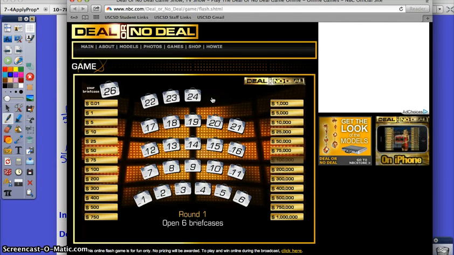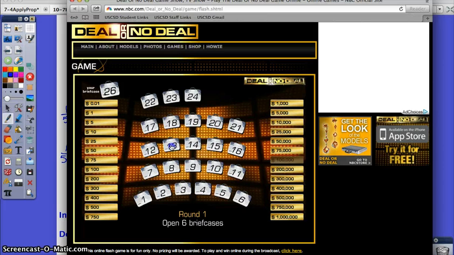If I open case 25 on my first one, and I don't get $1 million, on my next pick, what is the probability that I do not get the $1 million again? Well, now there's not 25 cases left, right? There's only 24. So the probability of not getting $1 million would be 23 out of 24.